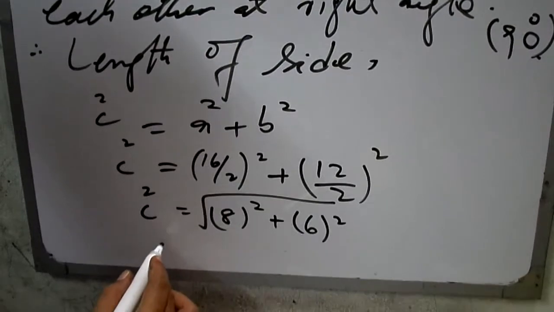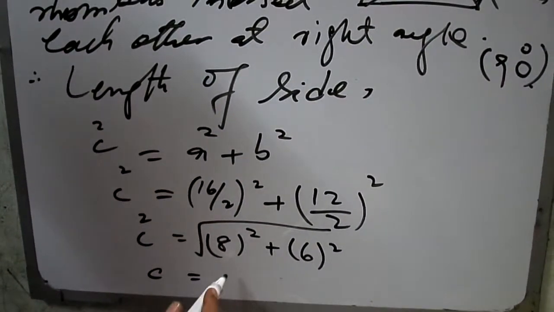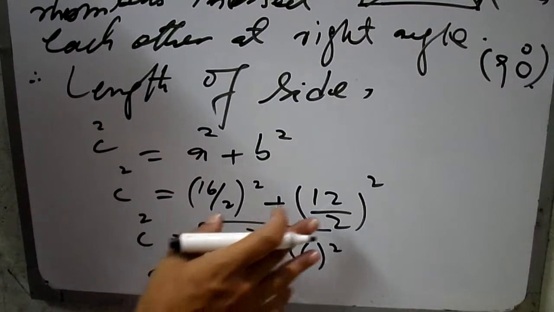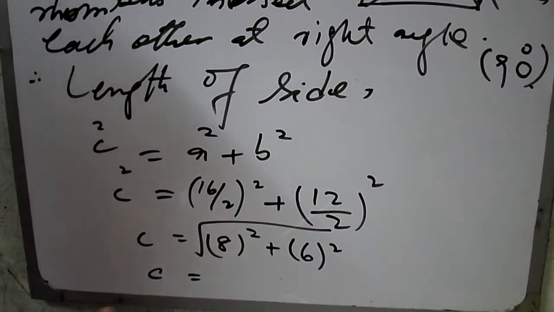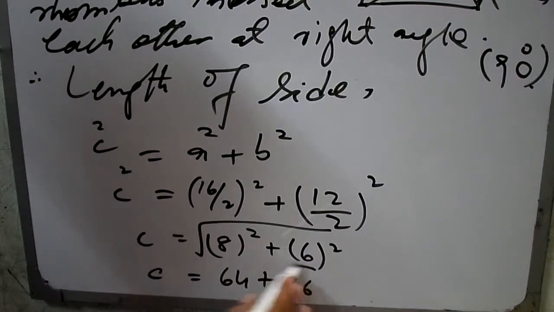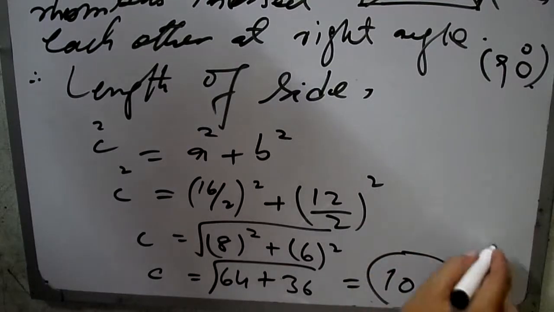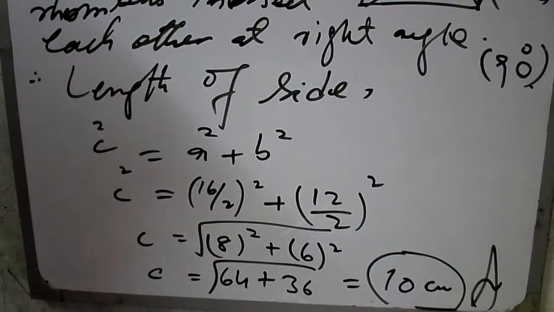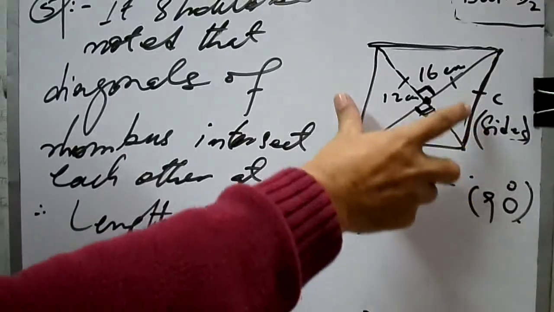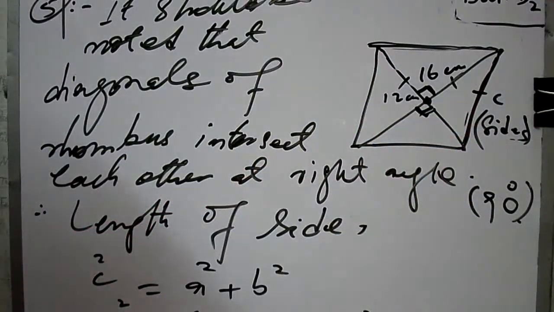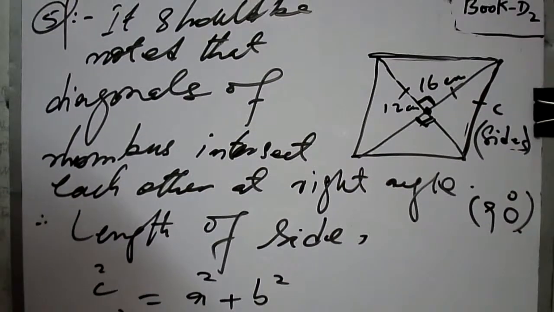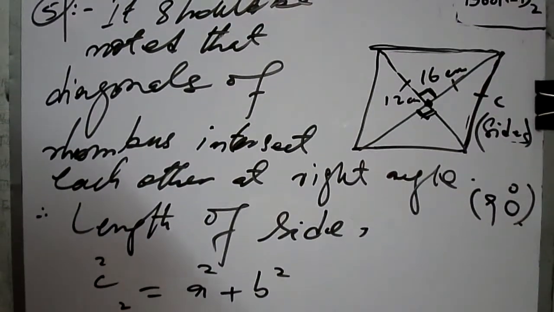After simplification, the value of c is the under root of 36 plus 64, you will get under root of 100, and you become 10. So 10 centimeter is your side. So it means you have calculated this. Now coming to the next question, that is question number 6.